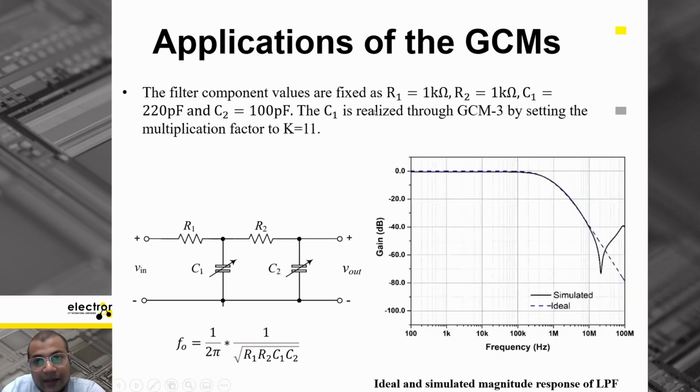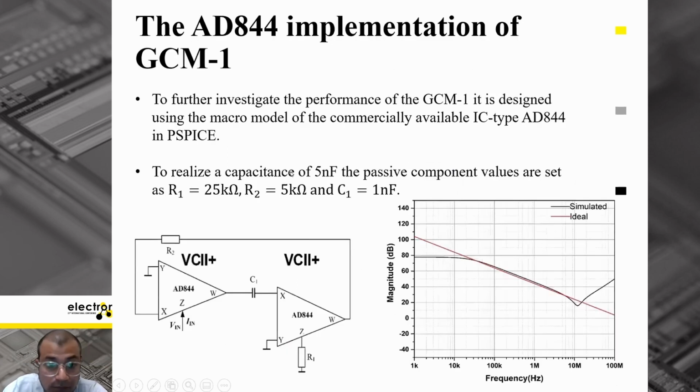The second one, again, the GCM3 is used here. So we have used GCM3 for a gain factor of 11. And we have again replaced C1 with GCM3. And this is the response of the simulation and ideal. So here again, it follows perfectly with the expected ideal results.